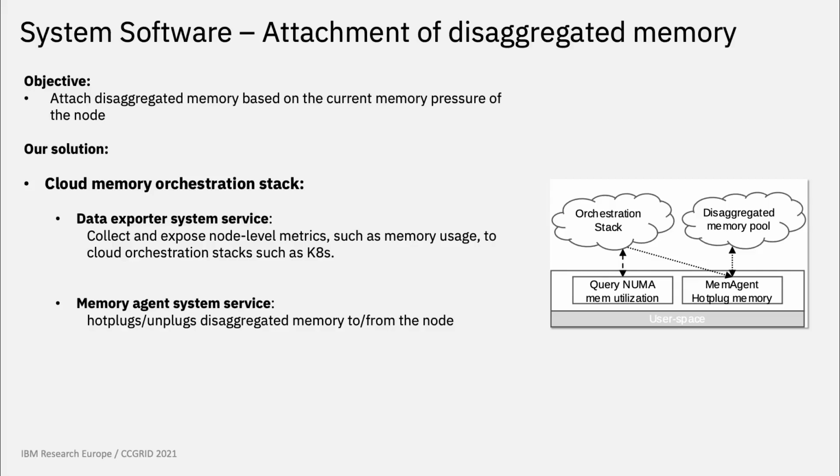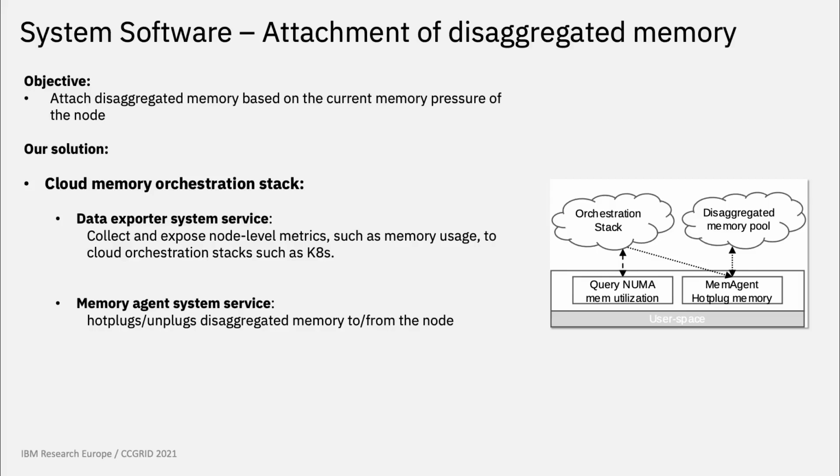This stack monitors the state of each node and scales the amount of the attached disaggregated memory according to the current memory pressure of the node. More specifically, it includes two system services, the data exporter and the memory agent service. The data exporter is responsible for collecting and exposing node-level metrics such as memory usage to cloud orchestration stacks such as Kubernetes. When the orchestration stack detects that the node is either under memory pressure or has a large surplus of attached disaggregated memory, it instructs our memory agent service to modify the state of the node accordingly.